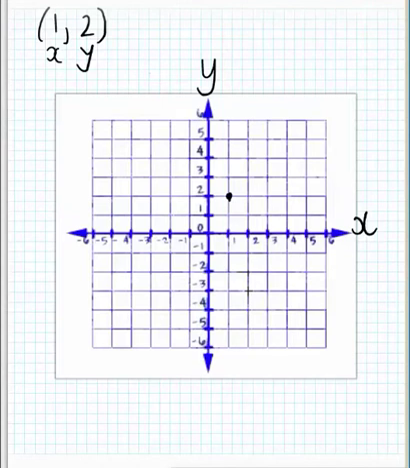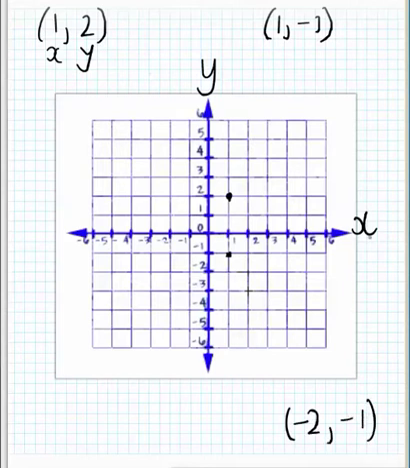Next point that's given to us is when x is 1 and y is negative 1. So x is positive 1, y is negative 1. Down there, we plot that point. Next, we've got x is minus 2, y is minus 1. So go to the x-axis, x is minus 2, there it is. Y is minus 1, let's go down to minus 1. And there we go. And our final point, x is minus 2, y is positive 2. So go to the x-axis again, x is minus 2, up to positive 2 on the y-axis.